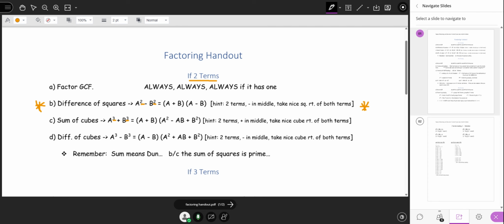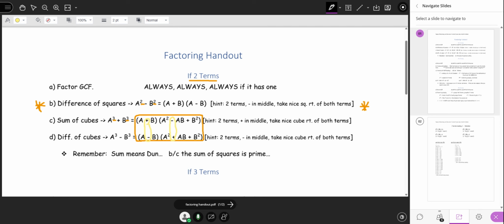And then the difference of cubes, notice these are the exact same formulas. The only difference is, and let me get this color right here. This is a plus, this is a minus. This is minus, this is a plus. Absolutely everything else about these two formulas are the same.